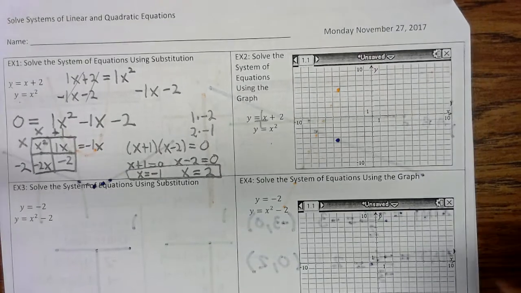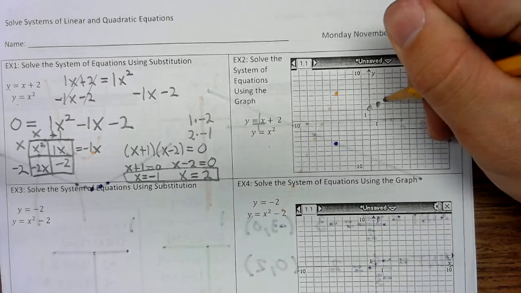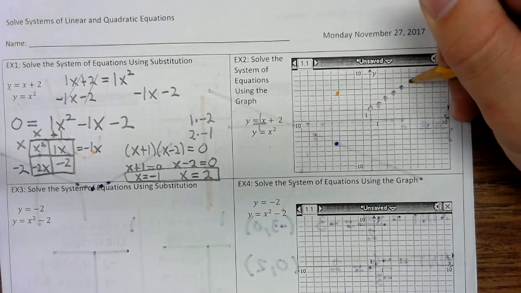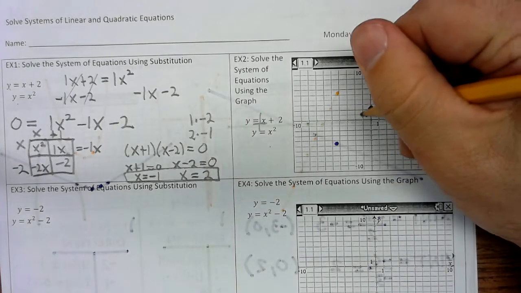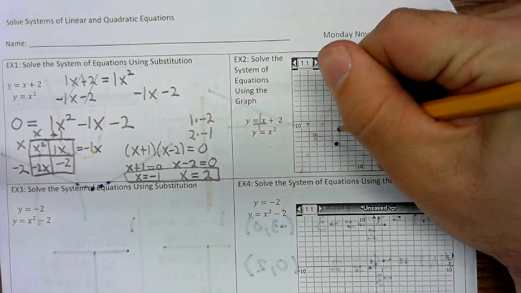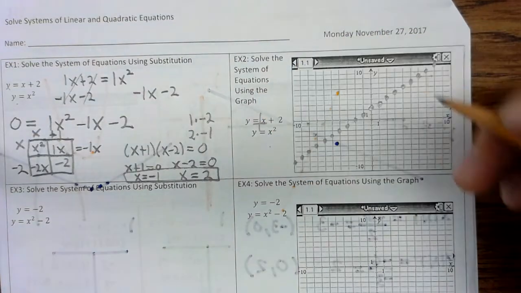We start at 2, and the slope says we go up 1 to the right 1, up 1 to the right 1, and so on. And then we go the opposite direction, down 1 to the left 1, down 1 to the left 1, and so on.